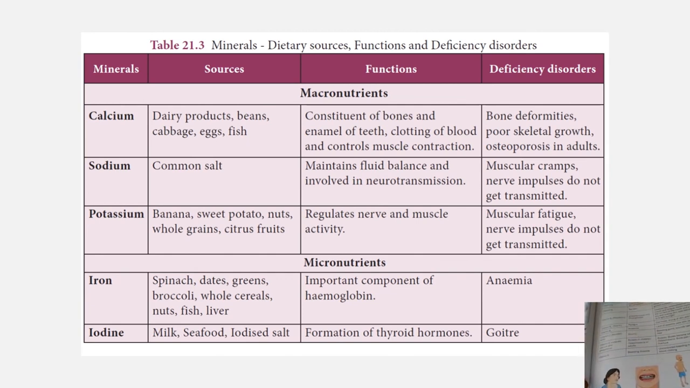First, goiter. Second, scurvy, bleeding gum. Third, marasmus, protein and carbohydrate deficiency. Next, rickets. So I will definitely ask you to look at these four figures and identify and name the diseases. Are you clear? Okay, the next one.